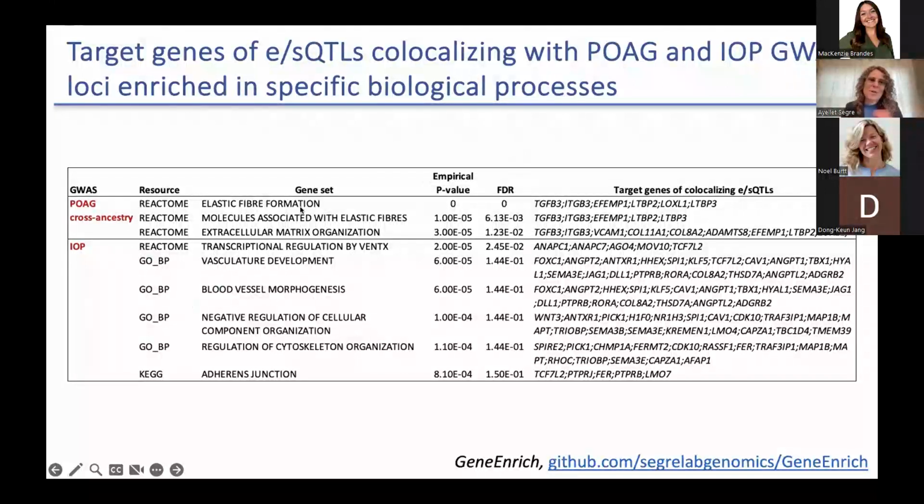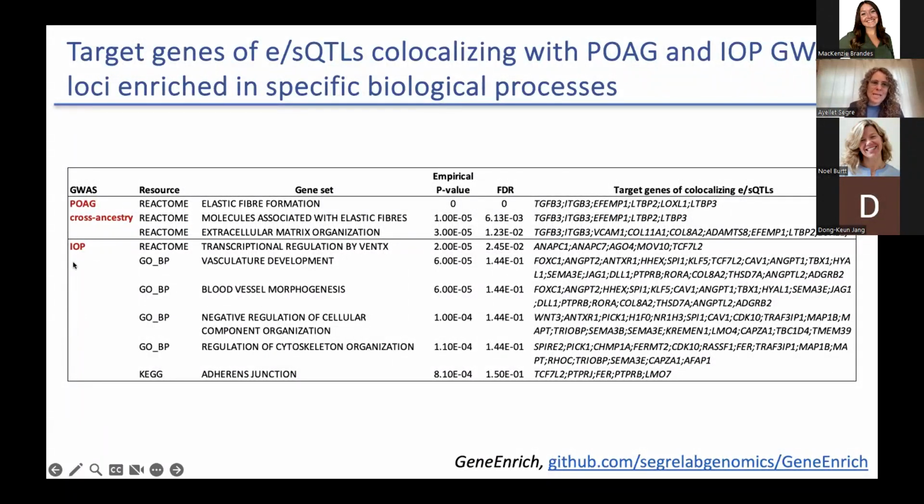So we next asked whether the target genes of the eQTLs that colocalized with the POAG and IOP GWAS loci were enriched in specific biological processes. So we tested enrichment in Gene Ontology, Reactome, and KEGG. And we found that the strongest significant enrichment, FDR below 0.01, of the glaucoma genes was in elastic fiber formation and extracellular matrix organization. This has been previously shown.